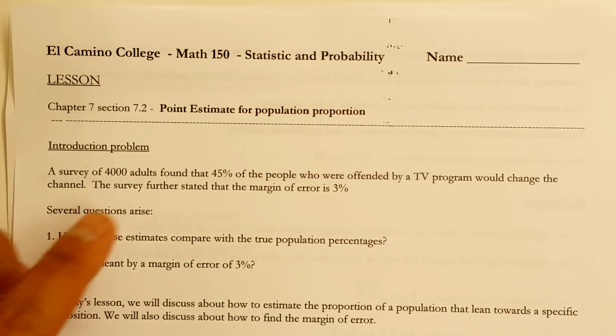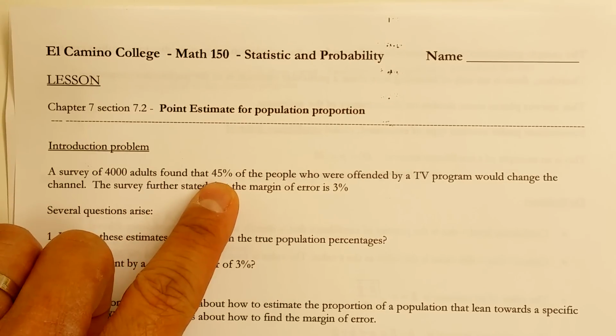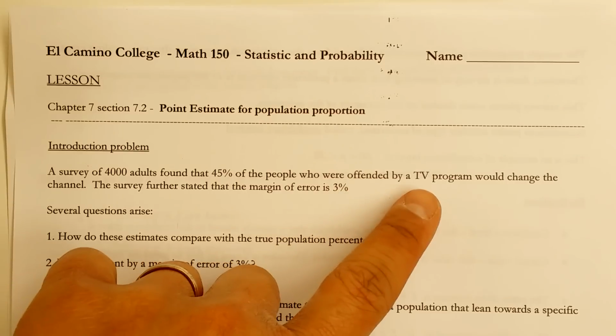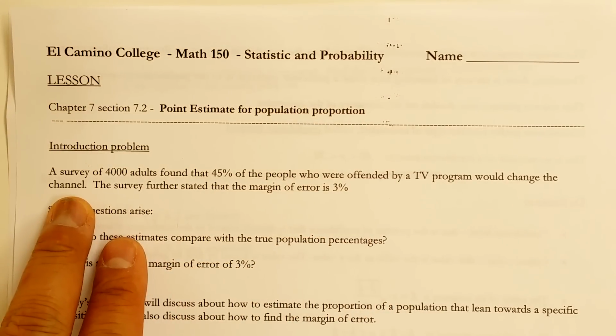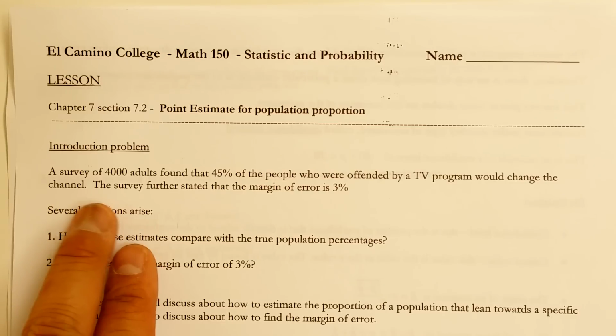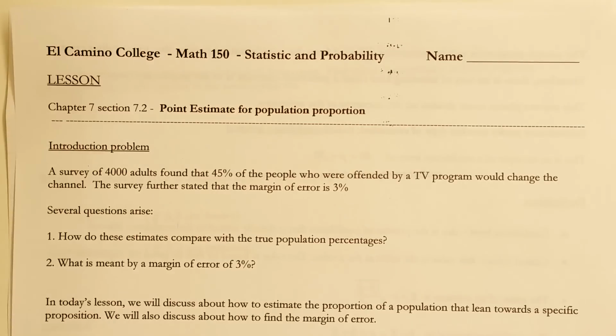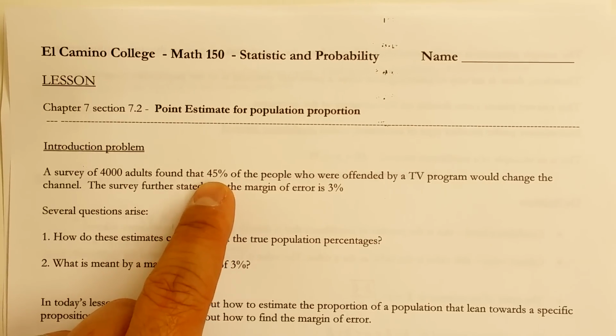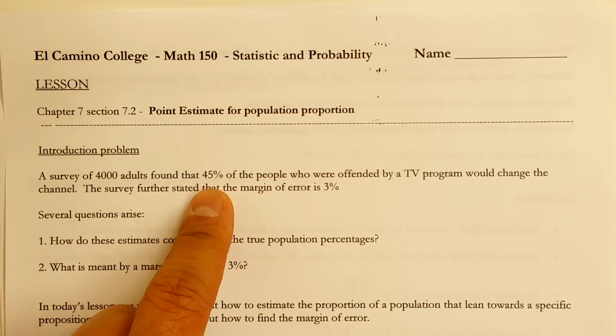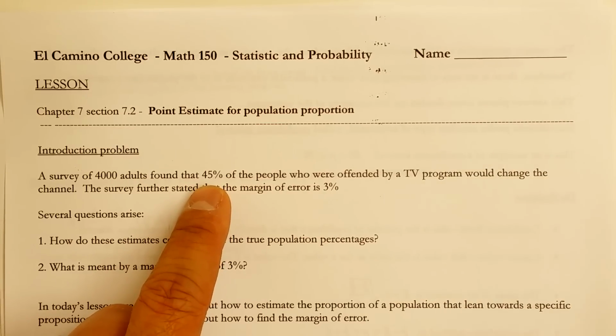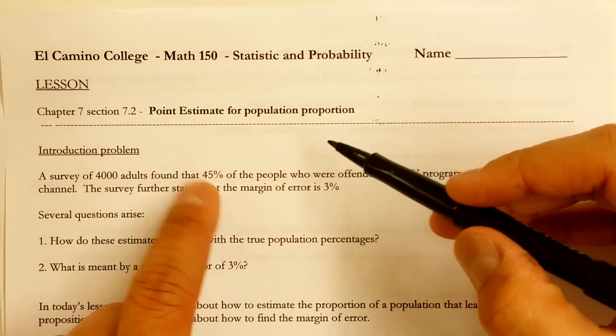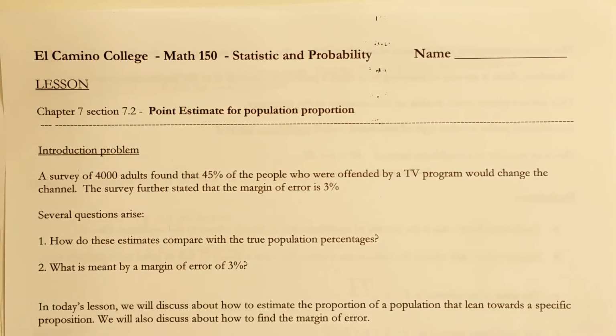A survey of 4,000 adults found that 45% of the people who were offended by a TV program would change the channel. So we want to know how many people in the population actually change the channel. We can't ask everyone because it's too expensive. Therefore, we do a survey of just 4,000 people, and then we use this number, which is a proportion. We call this a sample proportion because it's just a proportion of our sample, right? Remember, think of the word proportion as percent. So we use this number to estimate our true population.